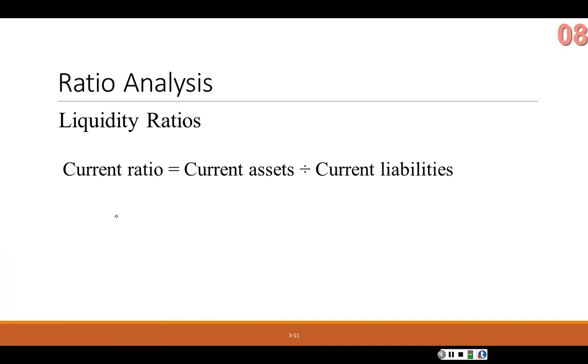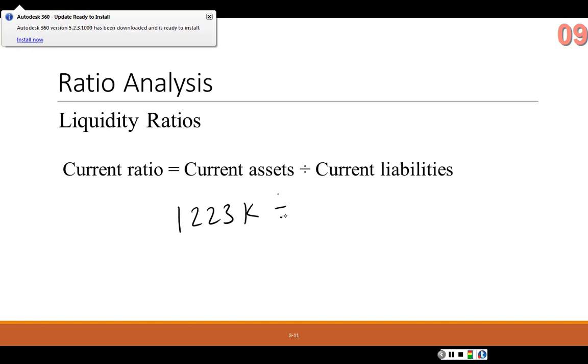So the current ratio is equal to current assets for 2012, 1,223. These are reported in thousands, divided by current liabilities of 620,000. I found these numbers on the balance sheet, current assets, and current liabilities. And this gives us a current ratio of 1.97. So is this good or bad?